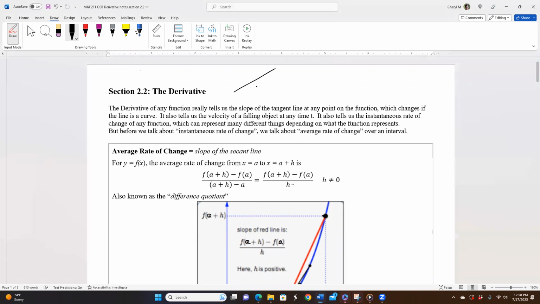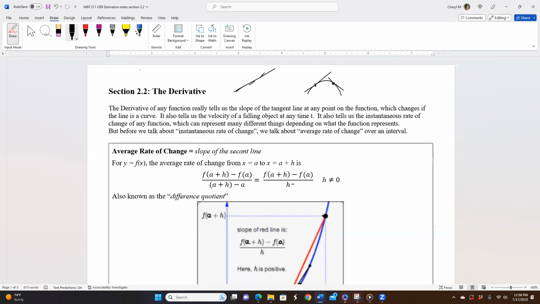So if we have a straight line, that slope is always the same. But if we have a curve, if I touch a point on the curve here, I might have a positive slope. But over here, I'm going to have perhaps a negative slope. So that's why the derivative can change on any curve.